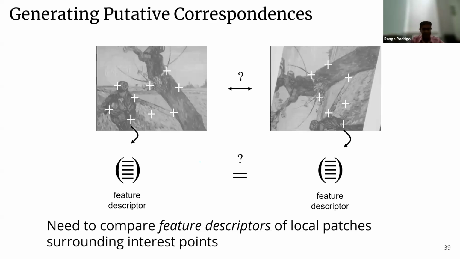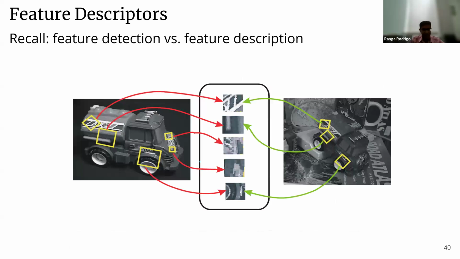We need to compare feature descriptors of local patches surrounding the interest points. So recall, feature detection is finding a location, scale, and so on. Feature description means for each of these patches, you assign a 128 dimensional set of numbers. That's called a signature. That's called a descriptor. I hope you remember that when we talked about SIFT.